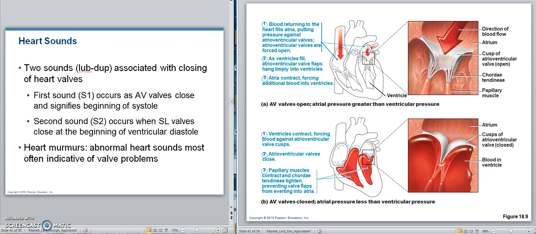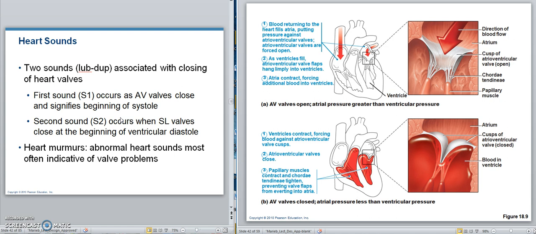Okay? Now, on the other hand, the second heart sound, because of the pressure generated in the aorta, the aortic pressure backs up to close the aortic valve, and the pulmonic closes the other.